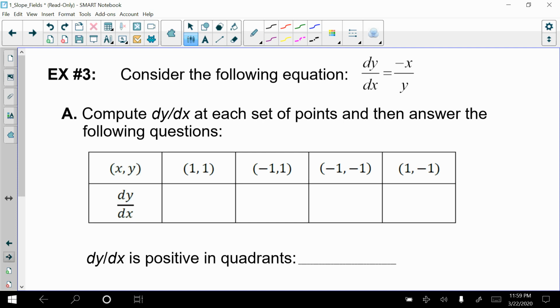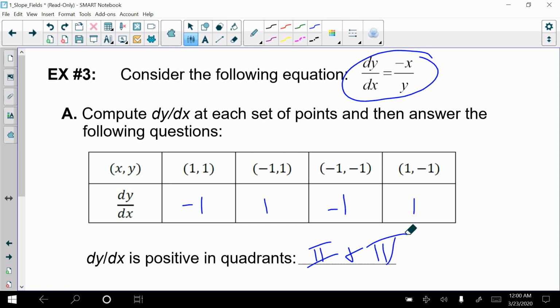So taking a look at example 3, we're looking at the expression here to fill in some values. So when x is 1 and y is 1, the slope will be negative 1, and this will give a slope of 1, negative 1, and positive 1. Okay, so dy/dx is going to be positive in quadrants 2 and 4.